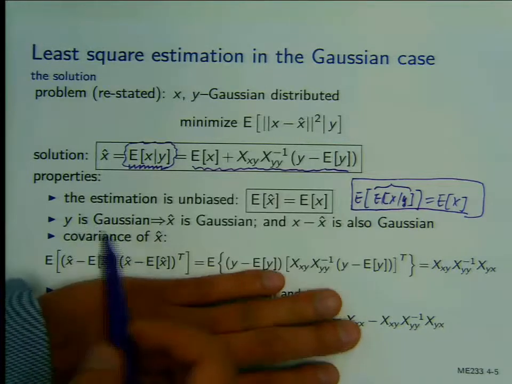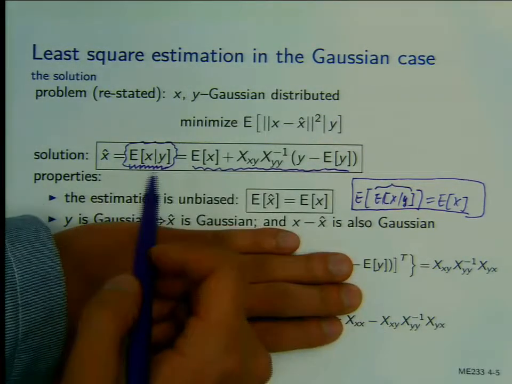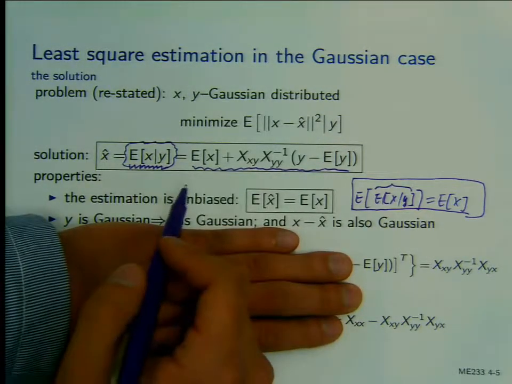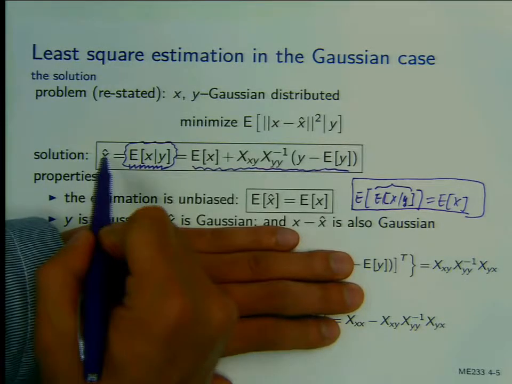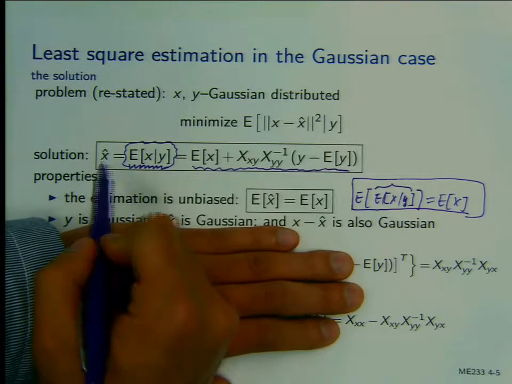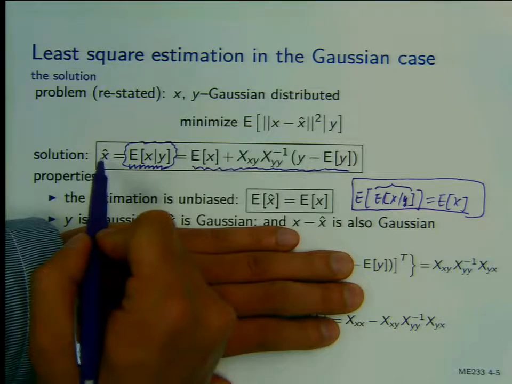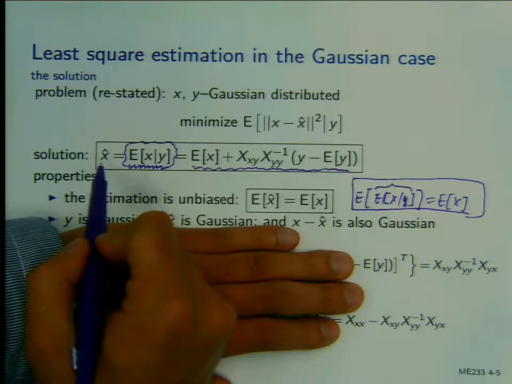Okay. So the second question I want to ask is, in this case, x hat. If x and y are Gaussian, is x hat Gaussian or not, and why?